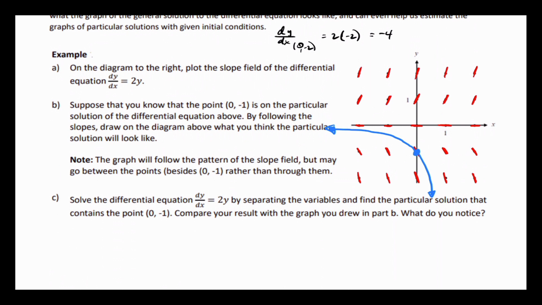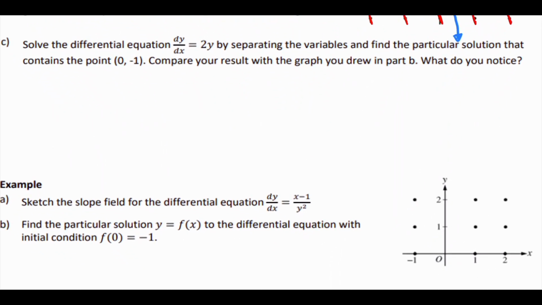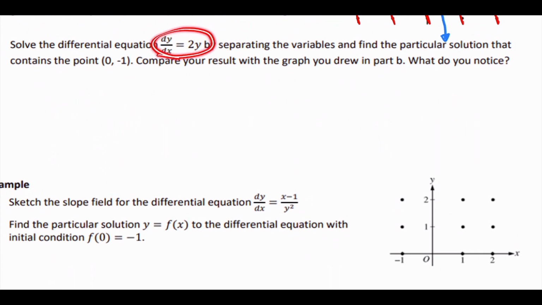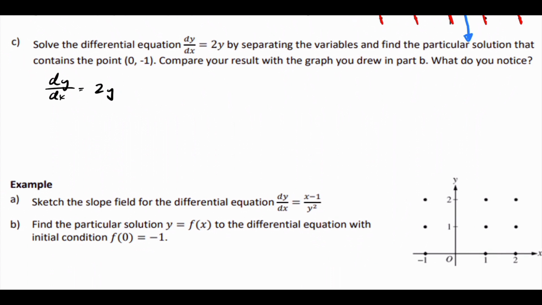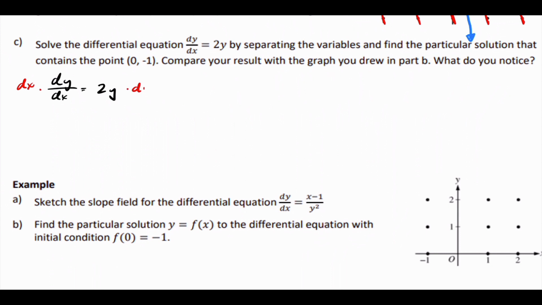Okay, so now for part C, we're going to do what we did last week on practice 9, and see what happens. What was the first step that we did last week? Move y's to the left and x's to the right. That's what we're going to do. So multiply both sides by dx. And then I've got to divide by y.